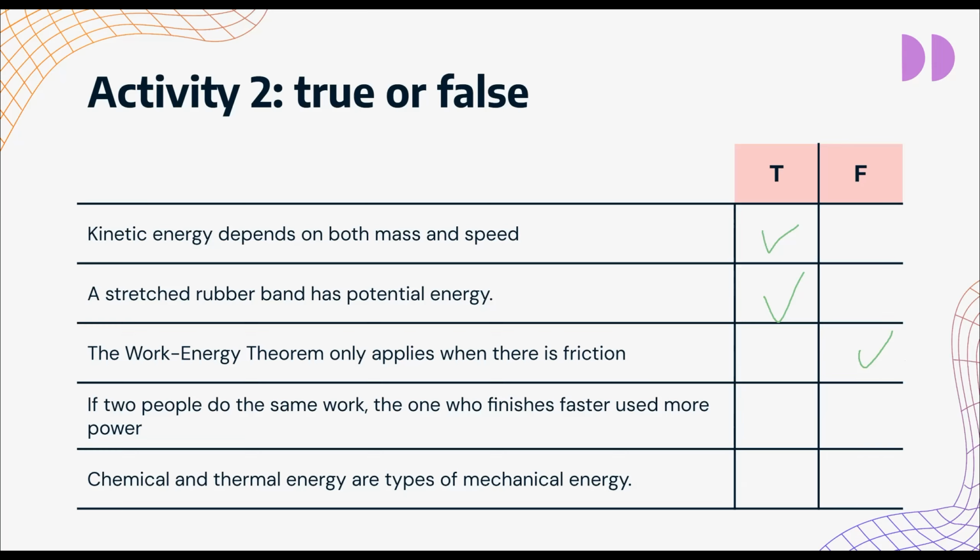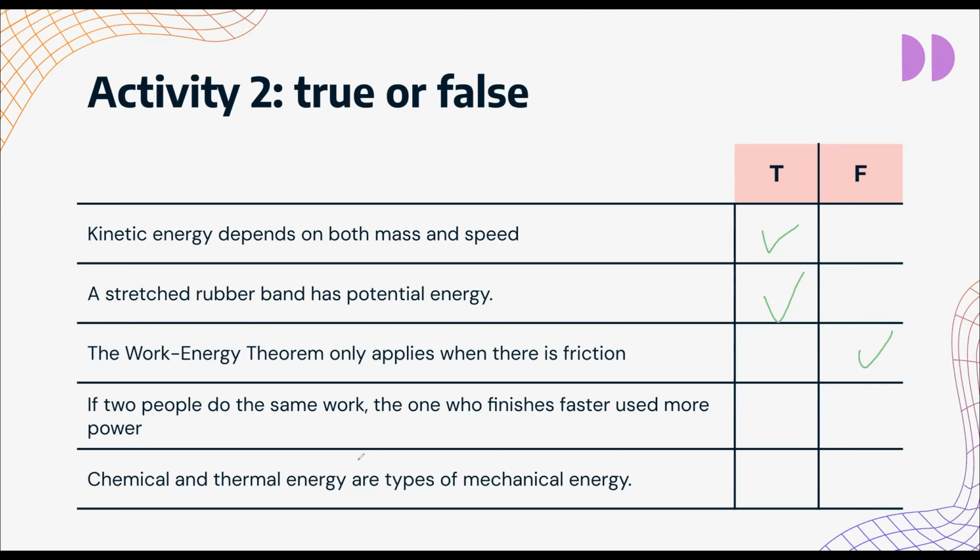Wait, actually, what would take away kinetic energy if it's not friction? It could be any outside force, right? Like air resistance, or some other person pushing back on the object. It says it only applies when there's friction. Oh yeah, absolutely, friction is just one type of force that can change kinetic energy.